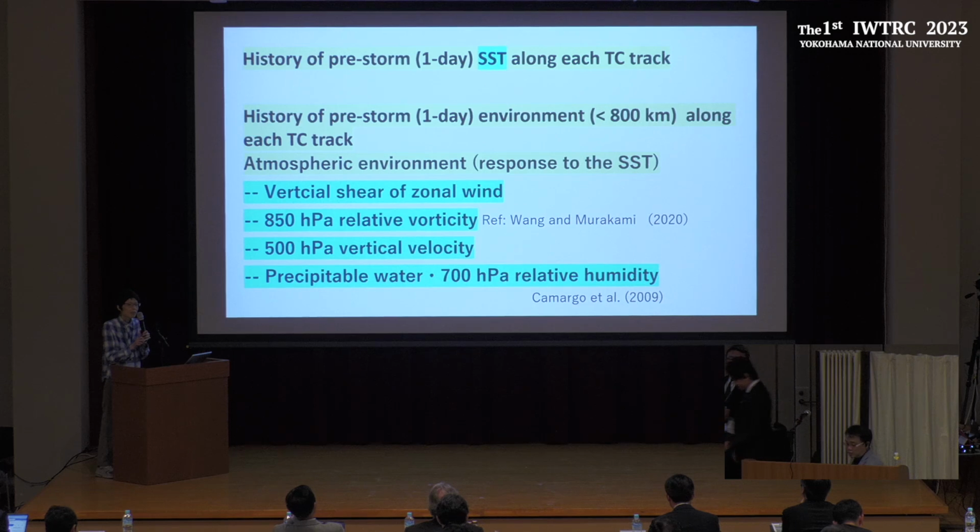With this in mind, we investigate the history of pre-storm sea surface temperature anomaly along each tropical cyclone track and take the average over every ensemble member, as well as the atmospheric environment such as the vertical shear of zonal wind, low level relative vorticity, and middle tropospheric motion, and some dynamic variables.